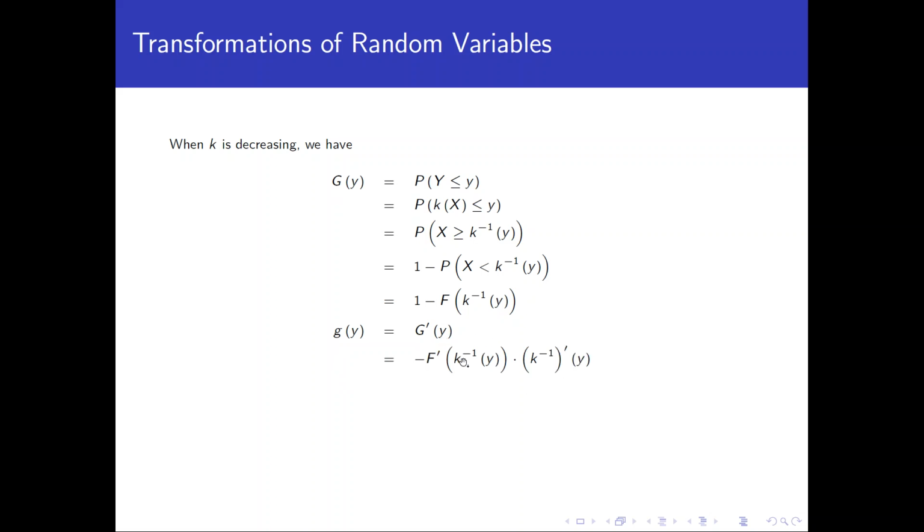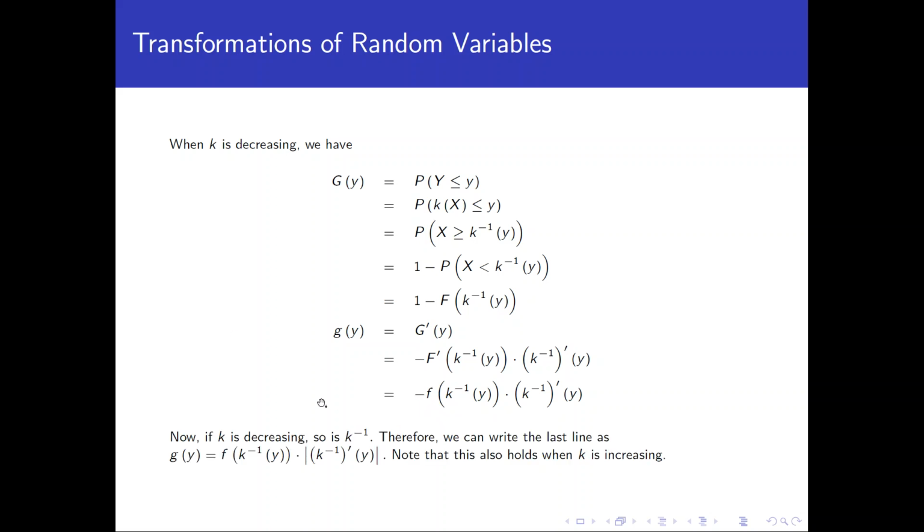Now, when we do this, the derivative of the outside function, well, the 1 goes away, but we still have this negative out in front. So we get negative f prime evaluated at the inverse function times the derivative of the inverse function. And again, we recognize that capital F prime is little f. Now, notice it kind of looked like the previous formula that we have, except that we have a negative sign in front.